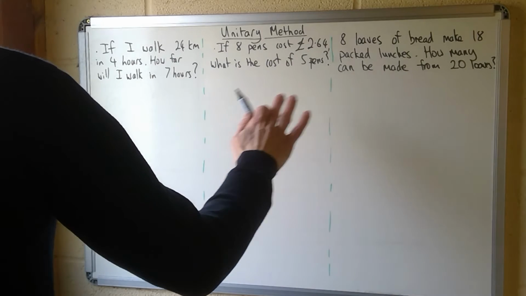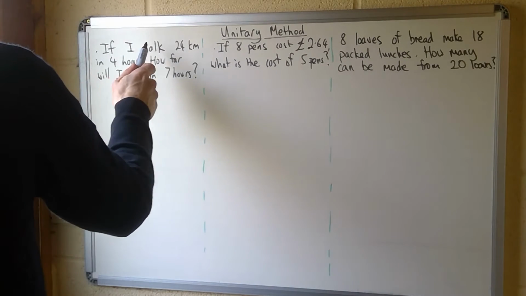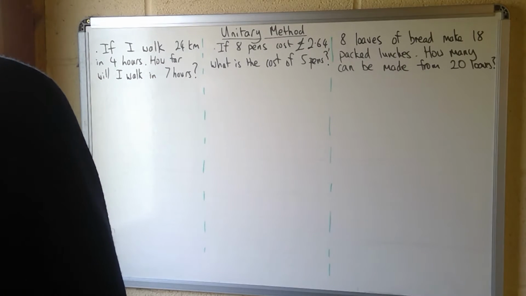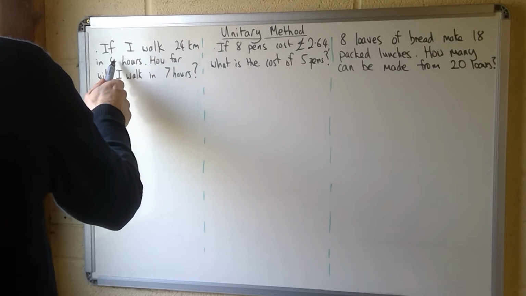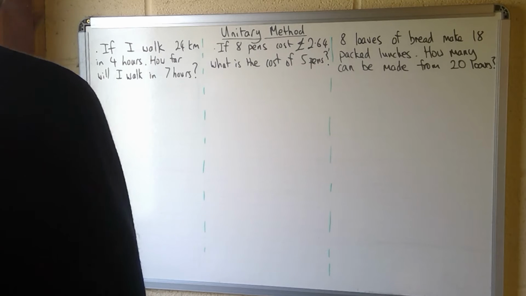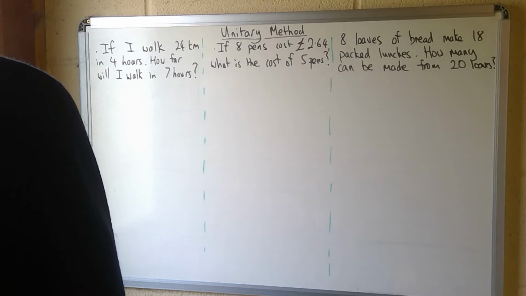They get more difficult as time goes on. So a nice one to start with: if I walk 24 kilometers in 4 hours, how far will I walk in 7 hours? So it's not an obvious relationship between 4 and 7. So the one piece of information that's really useful is how far you would walk in 1 hour. And that's why it's called a unitary method.